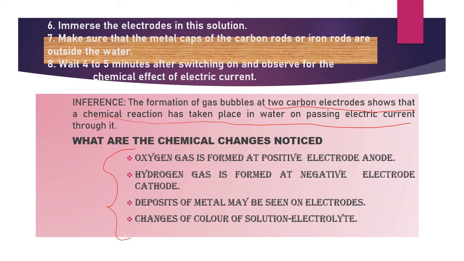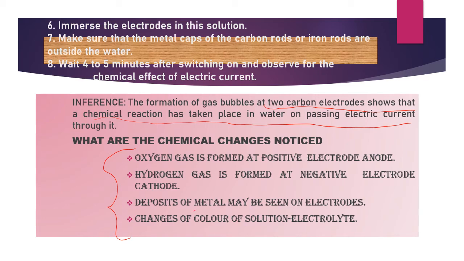So you can see here oxygen gas is formed at the positive electrode, the anode. I told you the reason: oxygen is a negative anion, so it moves to the positive electrode. Hydrogen is positive, so it moves to the cathode. You can see the bubble formation in the electrolyte solution. That is an indication some reaction has happened.